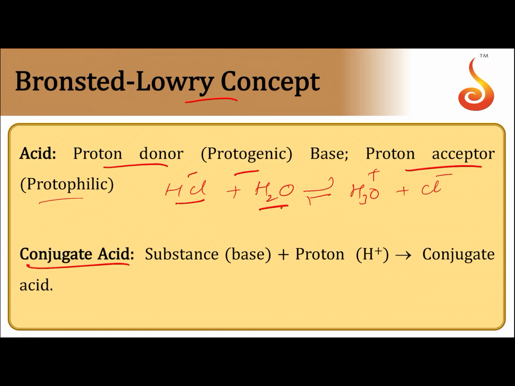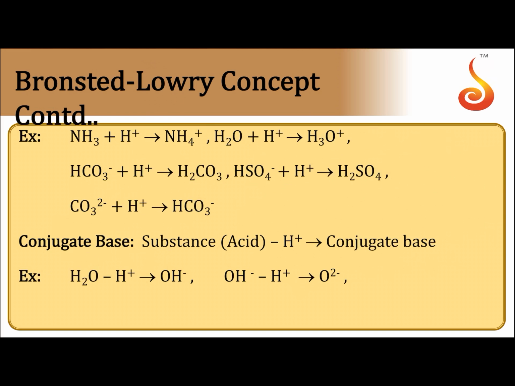Suppose you take a substance and add a proton, you are going to get the corresponding acid. If you remove a proton, you are going to get the corresponding base. Let us see in examples. Ammonia plus H plus gives ammonium ion. Ammonia is a base; adding a proton, we get the ammonium ion, the corresponding conjugate acid. Water adding a proton gives hydronium ion. So water and hydronium ion make a conjugate acid-base pair, where H3O plus is the acid and H2O is the base.